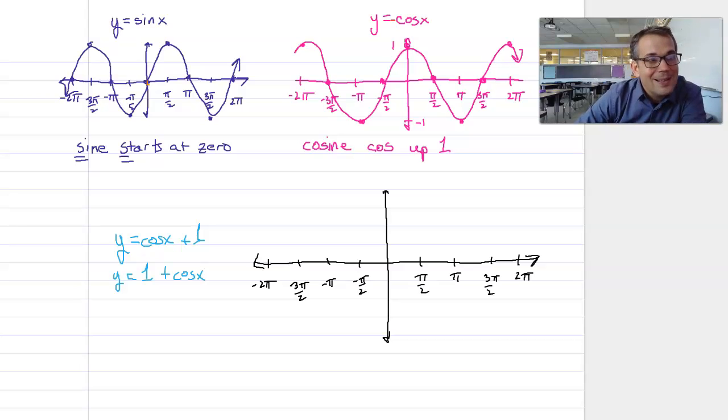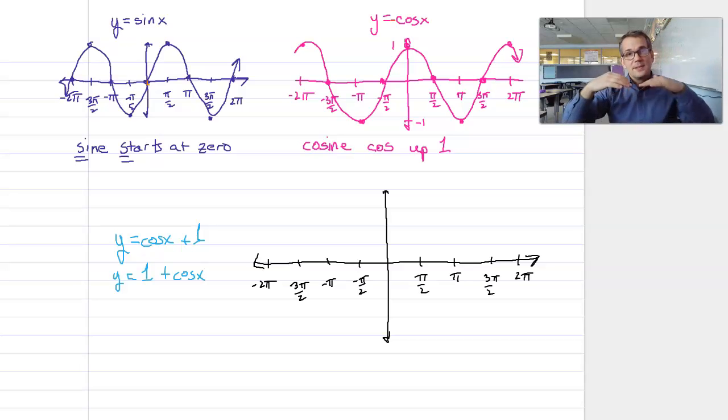What does this mean? This means that this function is going to look almost exactly like this function. It'll have all the same y values, but then we're going to add 1 to all of them. They'll all be 1 more than they would have been had that 1 not been there. So what that means is we're going to do the same stuff. We know we're doing the cosine function, so we're going to cos up 1. We're still breaking it up based off those quadrantal angles.